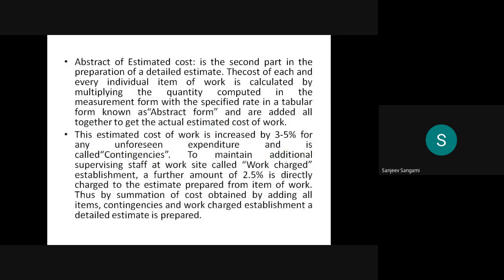Then the abstract of the estimate cost also plays an important role in preparing the estimate. It is the second part. First you have to prepare the detailed estimate, then you transfer that estimate to the abstract estimate column. So the second part is the preparation of the abstract estimate. The cost of each and every individual item of the work is calculated by multiplying the quantities computed in the measurement form with a specific rate, in a tabular form known as the abstract form, and these are added all together to get the actual estimated cost of the work.